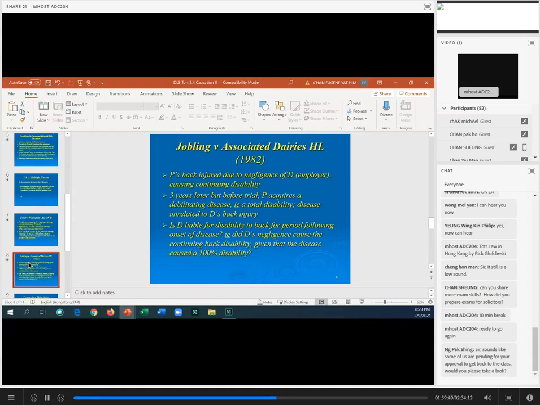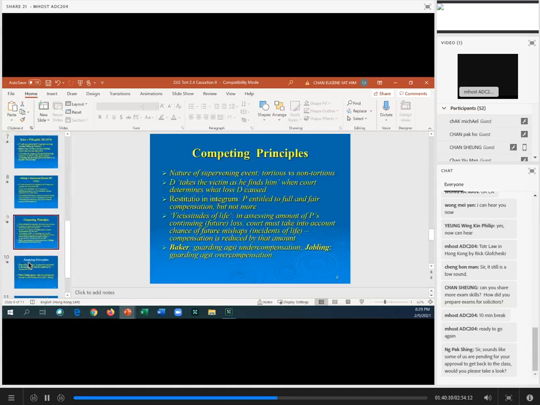But in this particular case, three years later, but before trial, the plaintiff acquired a debilitating disease, total disability, and the disease was unrelated to the defendant's back injury. So how was the court going to resolve this? The issue is: is the defendant liable for the disability to the back for the period following the onset of disease? Did the defendant's negligence cause the continuing back disability, given that the disease caused 100% disability? Okay, so the courts decide these cases.